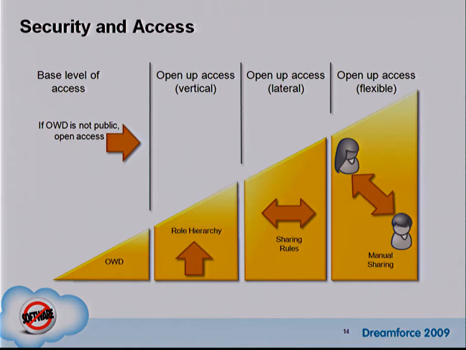Assuming you've locked down your organization-wide defaults in some way, you now have to consider how you want to open up access. The next thing you're going to consider is your role and your role hierarchy. So you create roles, you put them in a hierarchy, and that's going to give you the vertical access to data. Information owned by a subordinate is going to be visible to a manager, the manager's manager, right up to the very top. So when we look at our wedge, we can now see that we've opened up more data to more users.